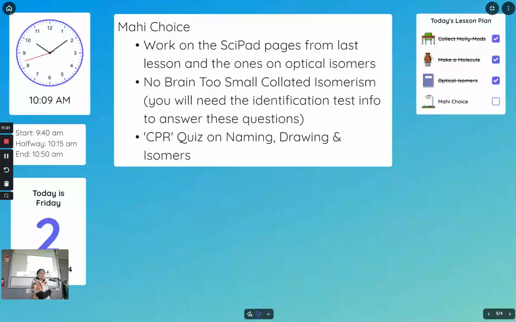That's option number 1. Option number 2 is you can go to No Brain Too Small and do the collated questions on the isomers. Be mindful that if you're doing those questions, you will need to have the identification test worksheet that I gave you back in, I think, term 1, just to help distinguish what different functional groups are there, because it's not spec, but it basically acts the same as spec. The last thing I'll do is I'll pass out a CPR quiz if you guys want to work on that, which has the naming, the drawing, and the isomers. All right? Cool. So your choice, you don't have to work on it in that order.